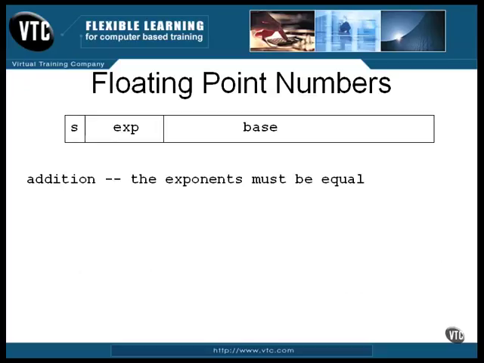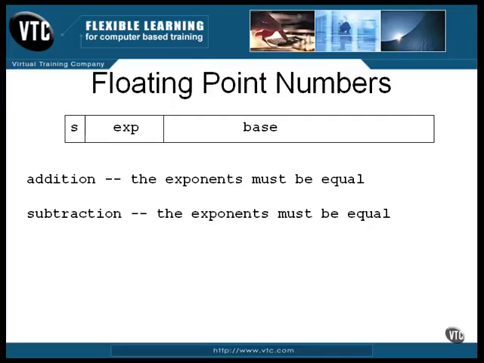To add two numbers together, it's necessary that they have the same exponents. If they are not the same, the smaller number must have its exponent adjusted by being shifted to the right. Now this shifting causes one after another of the significant bits to be dropped off, and it's possible, if the numbers are different enough, that the 1 bits will all be lost, which means that the addition will have no effect. Subtraction works the same way. The exponents must be equal, so it has the same problems as addition.